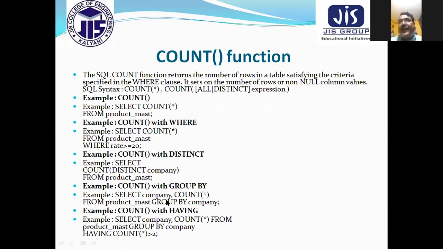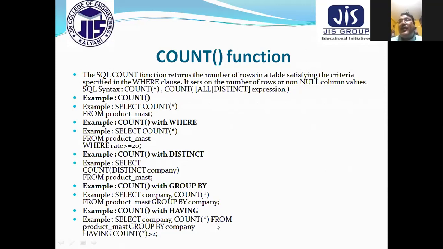So here you can use: select company, count star from the product master group by company. The companies may be A, B, C, X, Y, Z, like Pepsi, Coca-Cola, Amazon, Big Basket, and many other companies. Within that, I want to find out how many rows exist for each company, how many employees there are in Amazon, how many in Big Basket. By using this command, we are able to count.